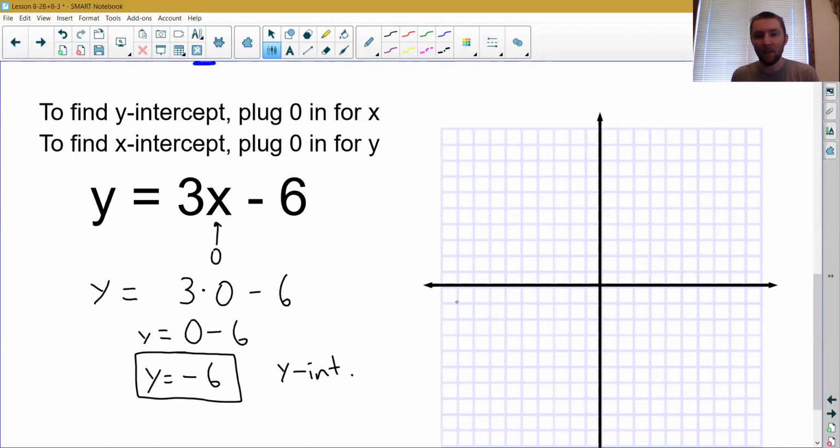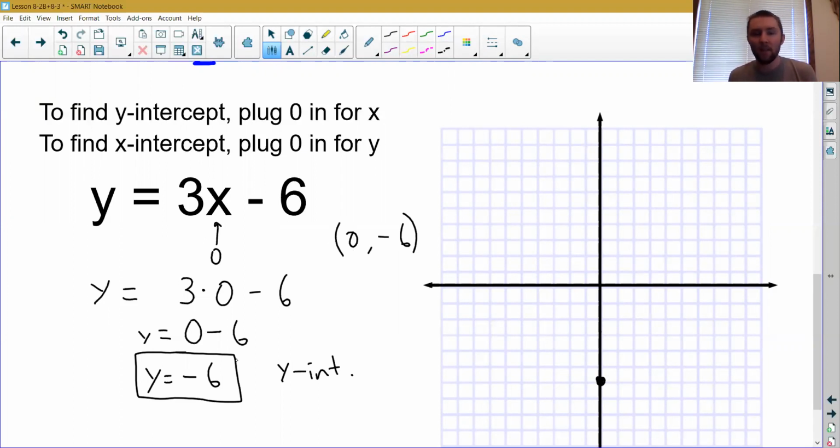If I plot that on the graph, x was 0, comma, -6 for my y: 1, 2, 3, 4, 5, 6 is right down here. And that is, of course, where I'm crossing the y-axis. That is the point of this graph that's on that axis. So we find the y-intercept by plugging 0 in for x, and we can also find the x-intercept by plugging 0 in for y.